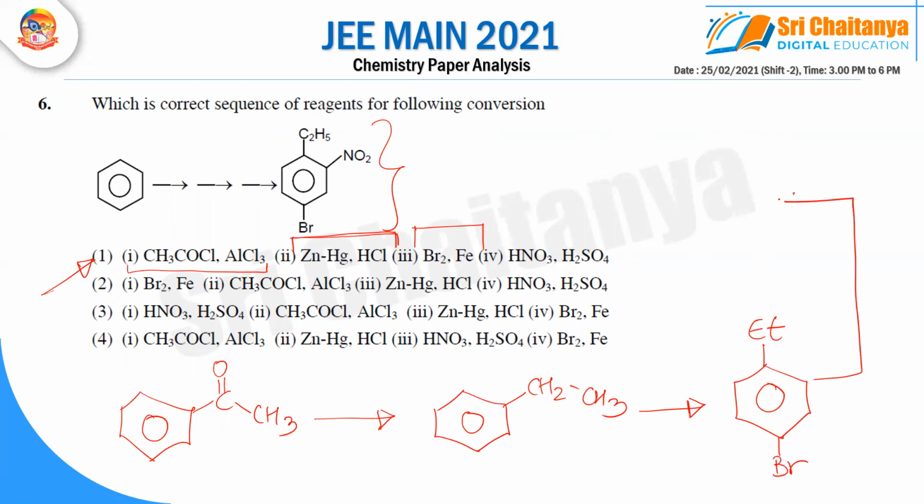Now, the last set of reagent, that is the fourth set, that is nitration reagent, and nitration will occur with respect to the activating group, and that is the ethyl. So ortho to ethyl will be putting the NO2 group, and that's how we're going to arrive at the desired product. So option 1 is appropriate.